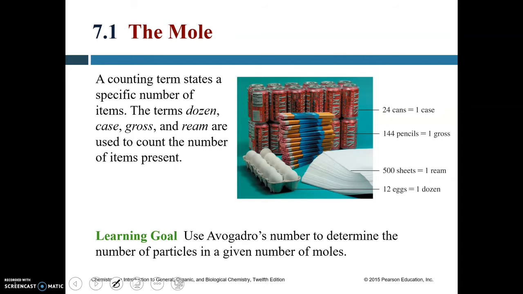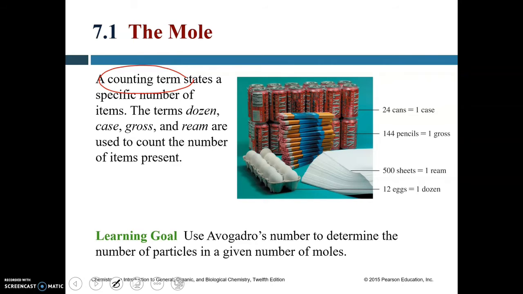The mole is a counting term. So what does that mean? A counting term is used to state a number of certain items. A dozen pencils, a dozen eggs, or a ream of paper, which is 500 sheets, or one gross of pencils, which is 144 pencils, and so on and so forth.